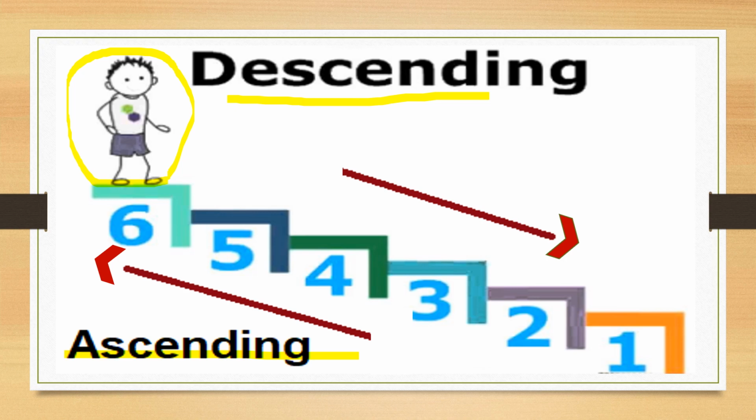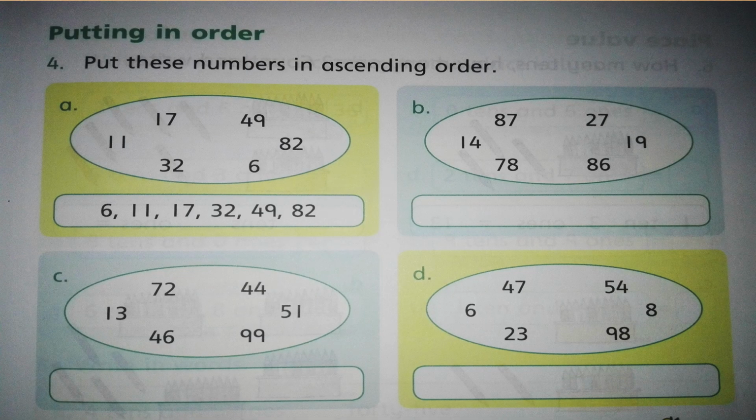So always remember, when we are going downward, that is descending order. When we are going upwards, that is ascending order. Now let's do an exercise. Okay, so this is on page number 3 in your book, question number 4. Now let's do this one. Put these numbers in ascending order. Now we have to write these numbers in ascending order.